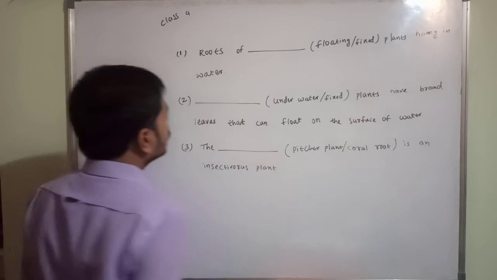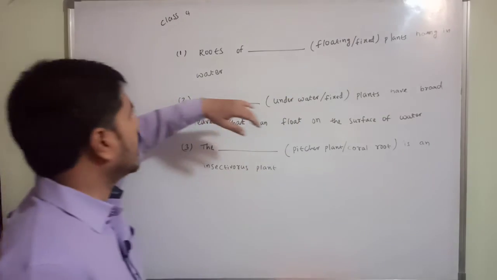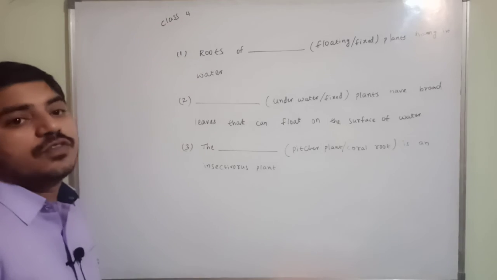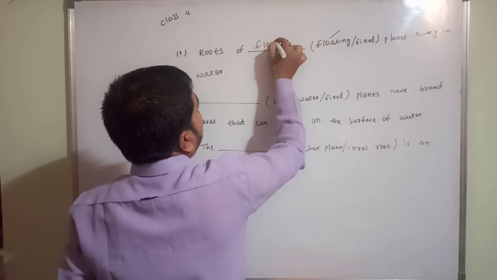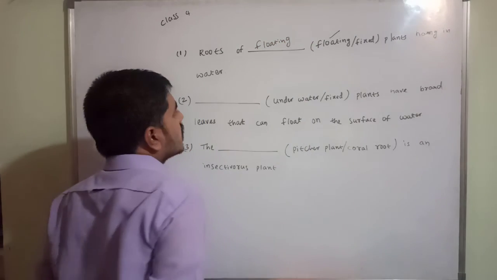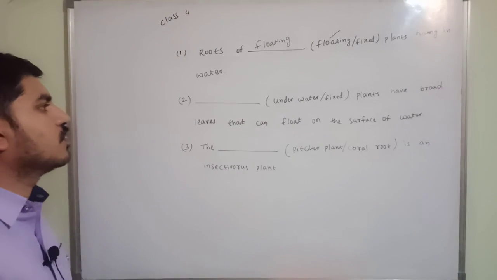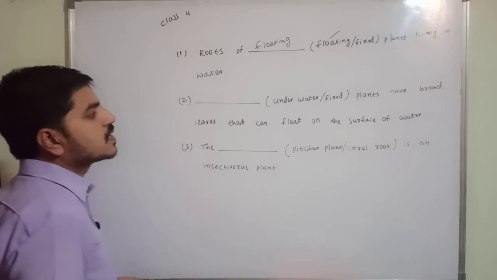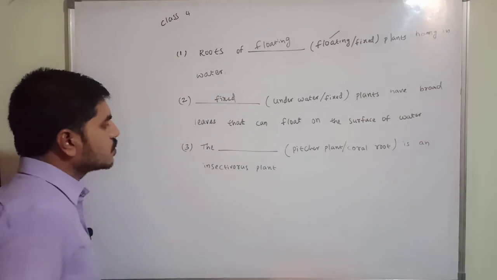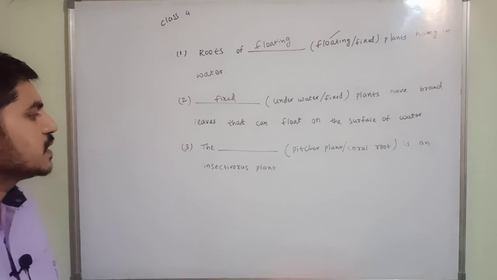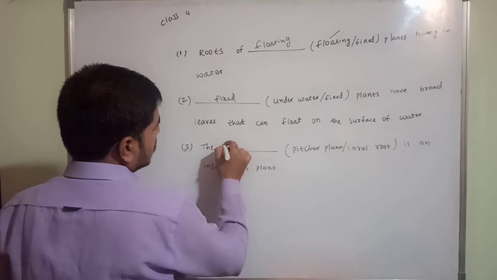So now you tell me: roots of dash, floating or fixed, plants hang in water. What does it mean? Floating is only hanging that, yes or no? That's why this is floating. Next one: dash, underwater or fixed, plants have broad leaves that can float on the surface of water. So what is that? It's fixed plants, yes or no? So fixed plants. And next one: the dash, pitcher plant or coral root, is an insectivorous plant. Insectivorous plants means pitcher plant, insectivorous.